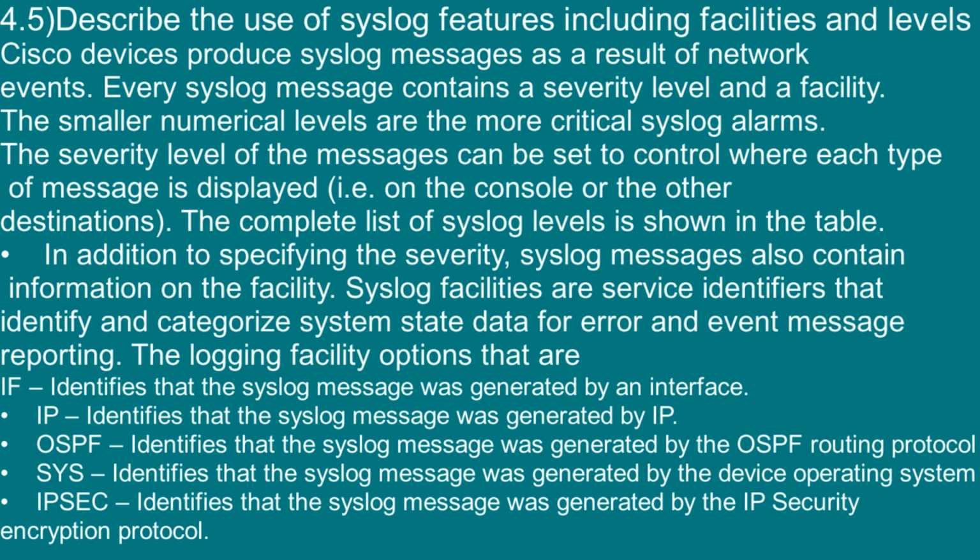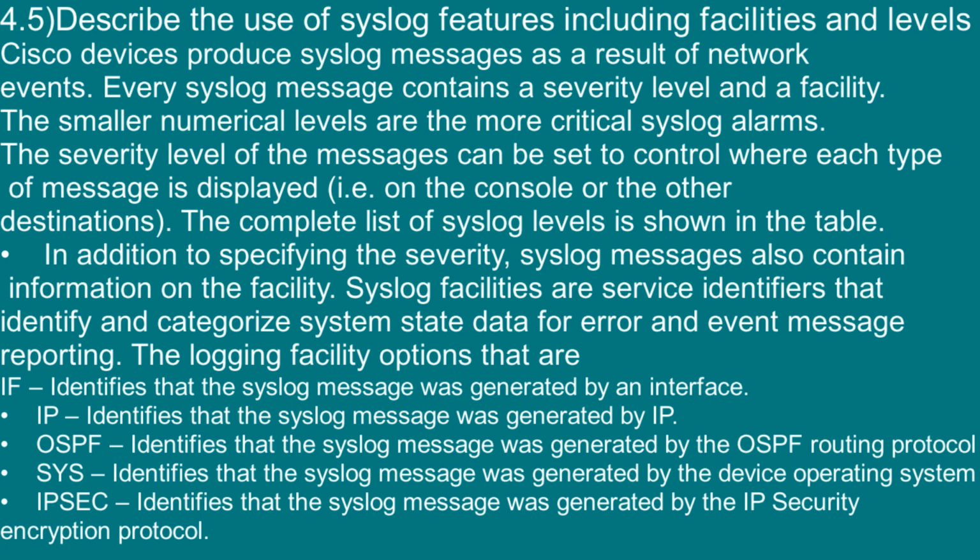4.5. Describe the use of syslog features including facilities and levels. Cisco devices produce syslog messages as a result of network events. Every syslog message contains a severity level and a facility. The smaller numerical levels are the more critical syslog alarms. The severity level of the messages can be set to control where each type of message is displayed, i.e. on the console or the other destinations. The complete list of syslog levels is shown in the table.